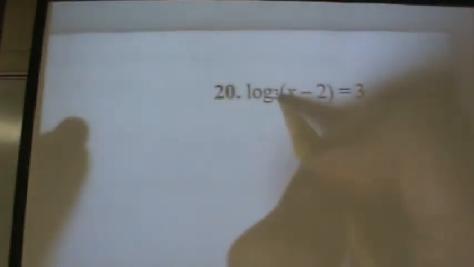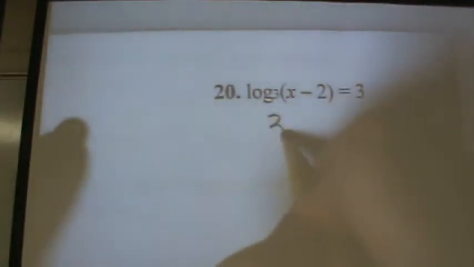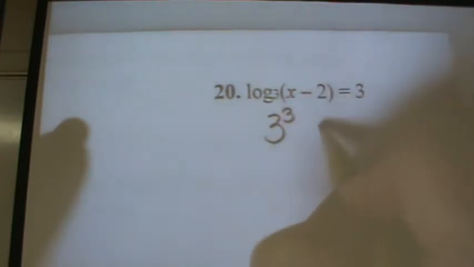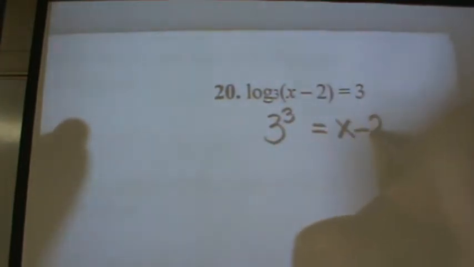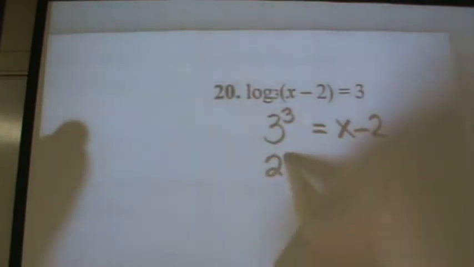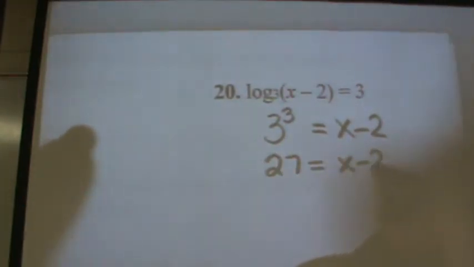Number 20, the next column, you're going to rewrite this. 3 to the what power? 3 to the third is equal to x minus 2, and 3 to the third is just 27. And then add 2, x is 29.